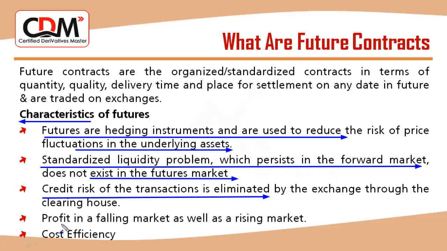And in a falling market as well as a rising market, generally a profit happens in the futures contract. There is a flexibility of the trade, like you can earn a profit in the falling market, or you can earn a profit in the rising market. So that is one of the key aspects of introducing this derivative system into the stock market, for futures or options.